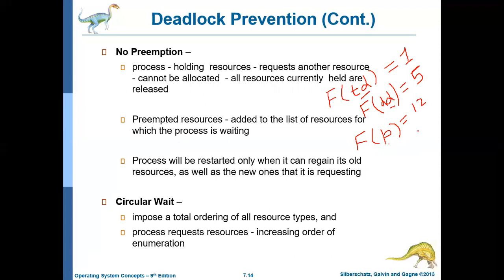Now, how to avoid circular wait? In the sense, the process should request resources in an increasing order of enumeration. Okay, fine. So let us assume the process Pi.